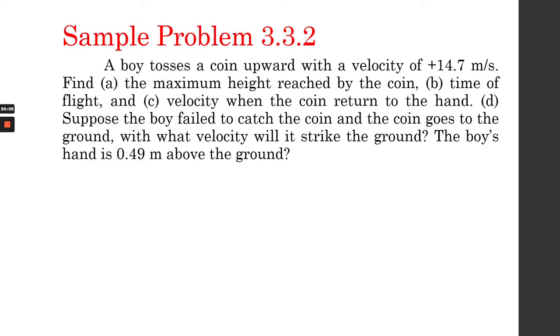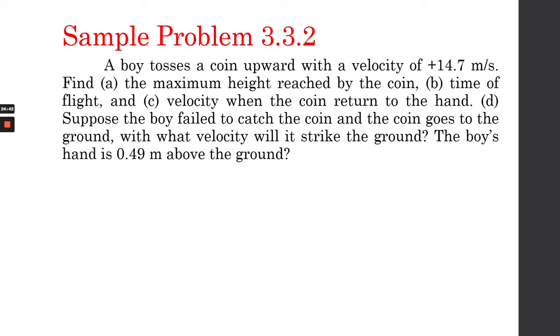So let's try a free falling problem. Sample problem 3.3.2. A boy tosses a coin upward with a velocity of 14.7 meters per second. Find A, the maximum height reached by the coin; B, the time of flight, meaning the time from when the coin was released until it went back to its starting position because it has to come down; and C, the velocity when the coin returned to the hand.